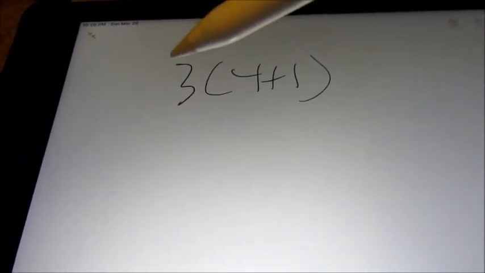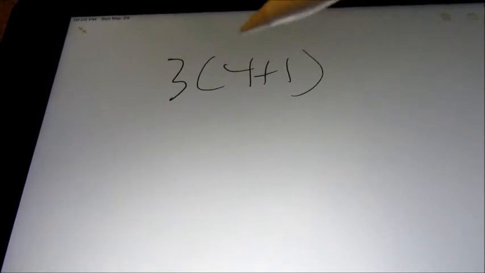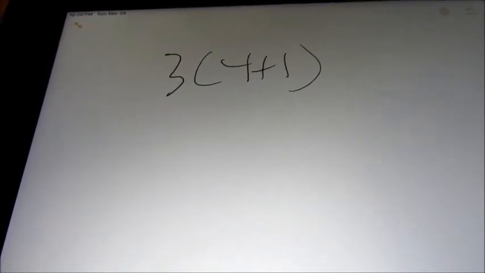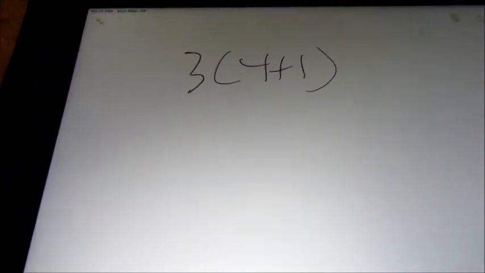And we're going to see that more when we have variables in there. If we had just numbers, 3 times 4 plus 1, we wouldn't have to say 3 times 4 is 12, and then 3 times 1 is 3. We could just say 4 plus 1 is 5, and then the 3.